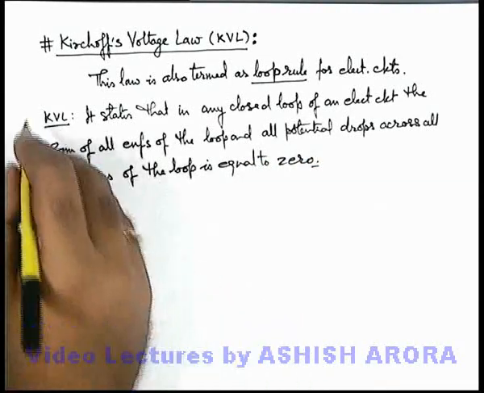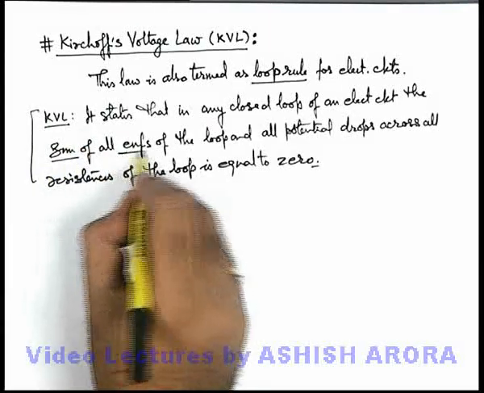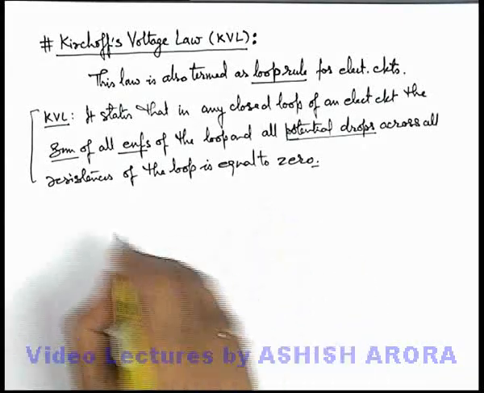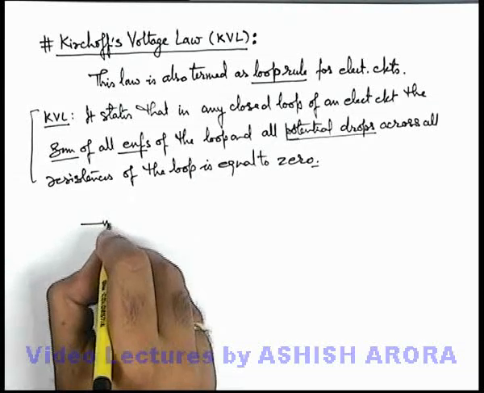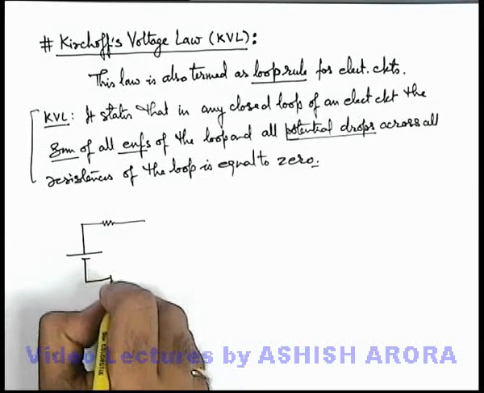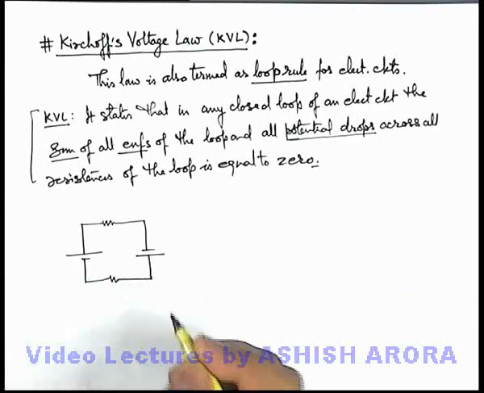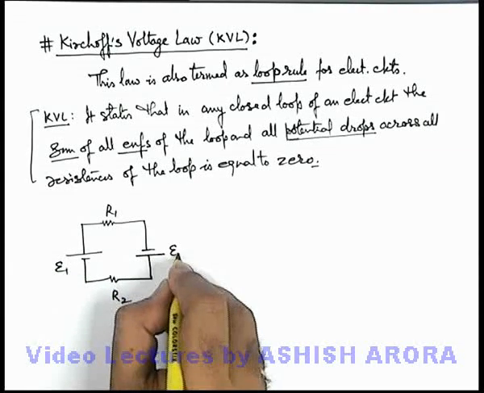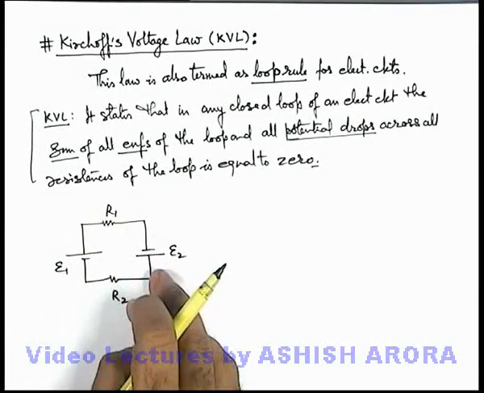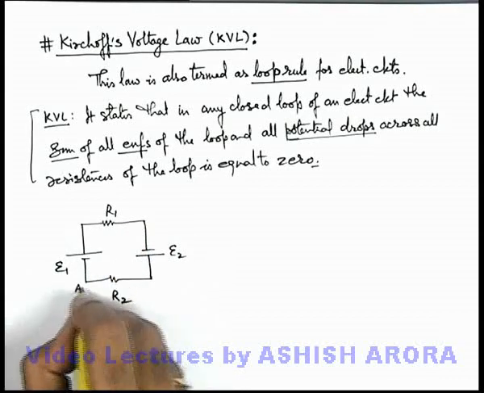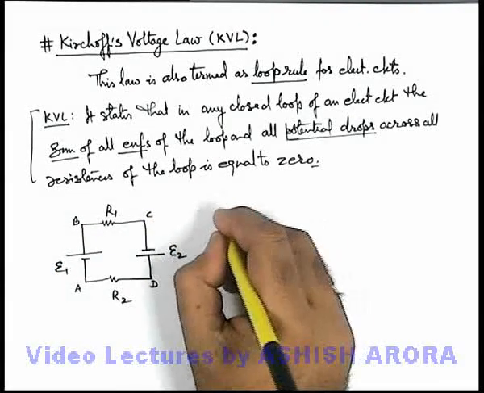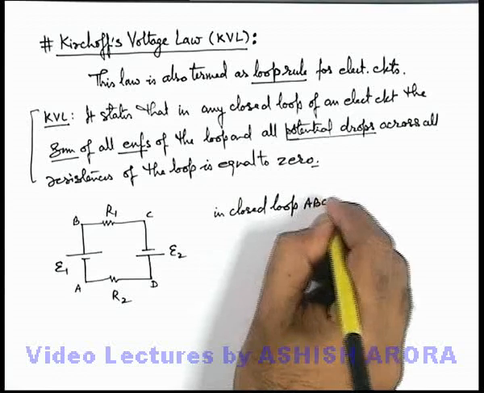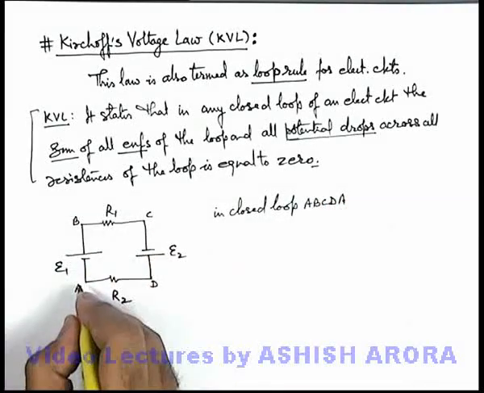Just to understand what we have written over here, we have written that the sum of all EMFs and all the potential drops across all the resistances in the loop is equal to 0. Now say we consider a system in which there is a resistance, a battery, another resistance, and another battery like this. And there is a closed loop here, say the resistances are R1, R2, EMFs are E1 and E2. Now in this loop, if we wish to apply Kirchhoff's voltage law, say the loop terminals are A, B, C, D, then we write in closed loop A, B, C, D, A. This A, B, C, D, A is a closed loop.